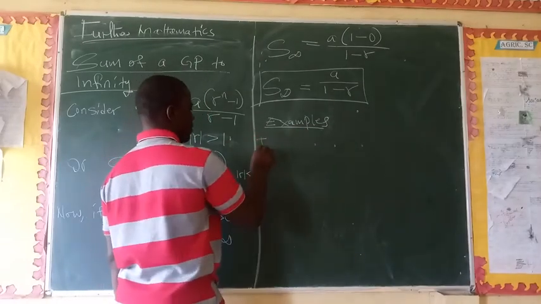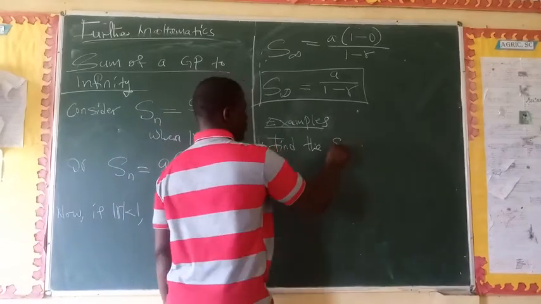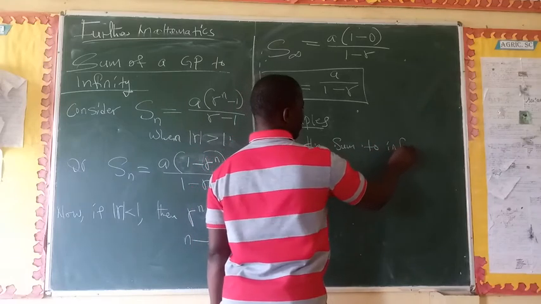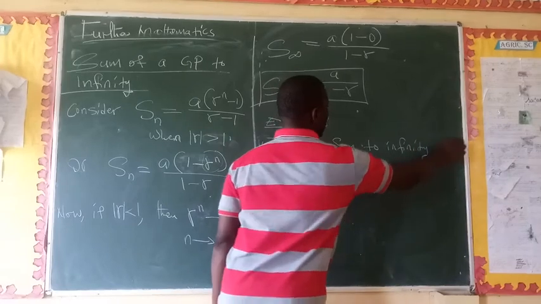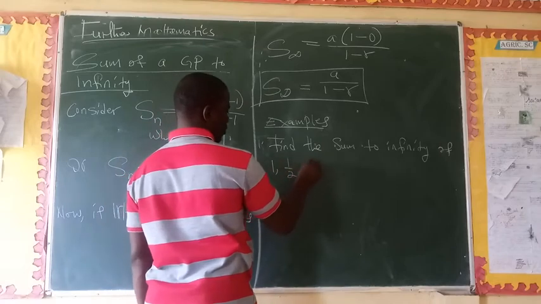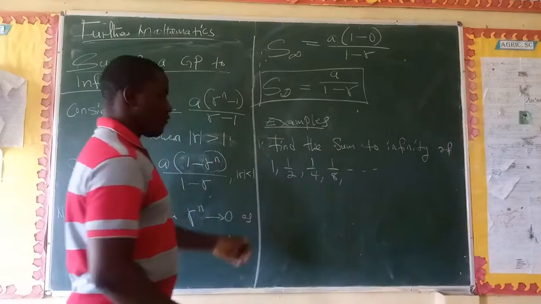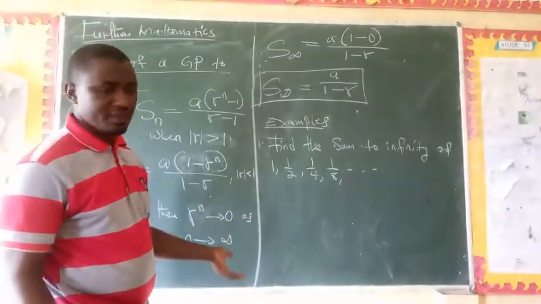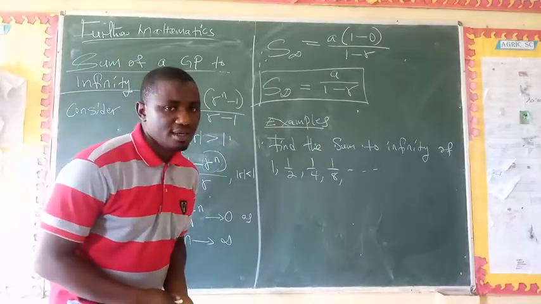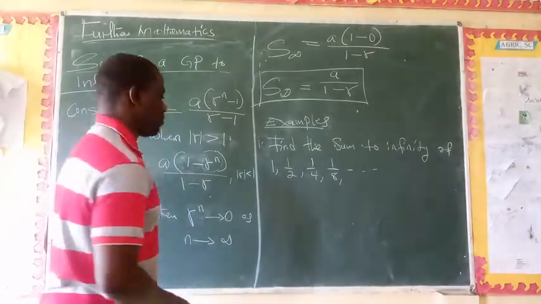Number 1, find the sum to infinity of 1 over 2, 1 over 4, 1 over 8. This is a GP. We are going to find the sum of this particular GP to infinity. It's simple. If you look at it clearly, the common ratio, or the modulus of the common ratio, is less than 1. And so, this is the solution.